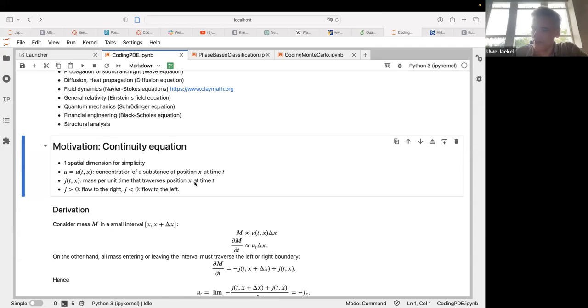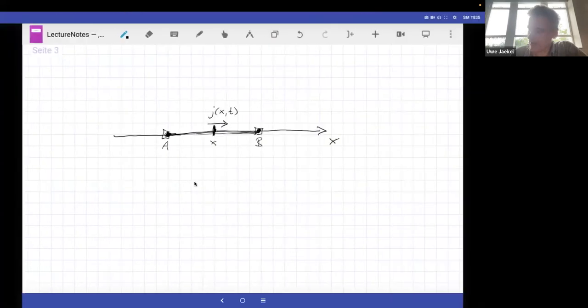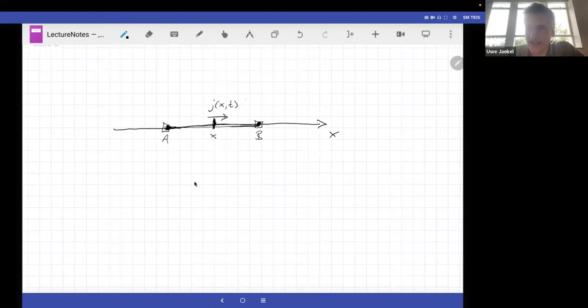And as a convention, you can define it in the other way around, but this is the convention most people use. If J of x is larger than 0, then the flow is in the right direction, the net flow. J less than 0 would mean particles would move from right to left. Larger than 0 means particles are moving from left to right.